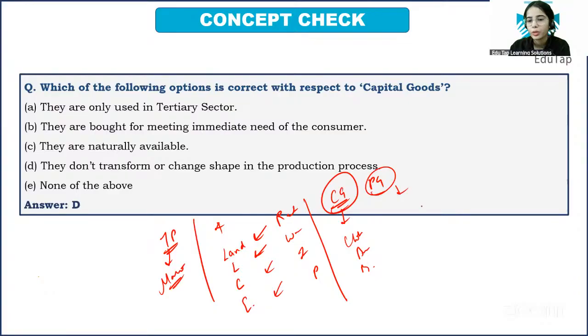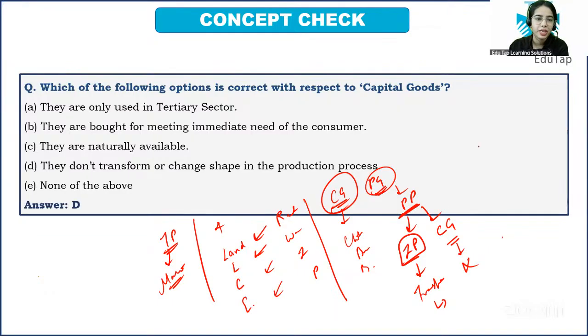Producer goods. What are producer goods? They are used in the production process. There are 2 types of producer goods. What are those? Producer goods are intermediate products and capital goods. Intermediate goods, do they transform in the production process? They transform in the production process into another good. Capital goods, do they transform into another good? No, they don't transform into another good.